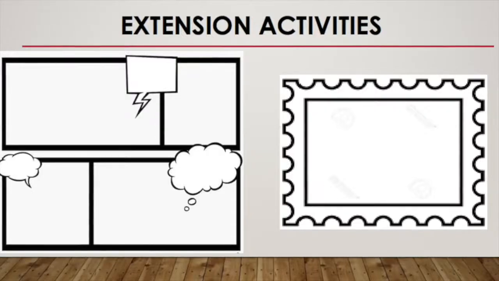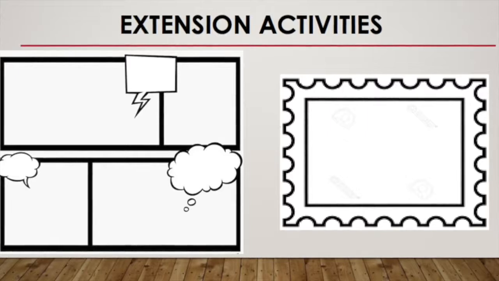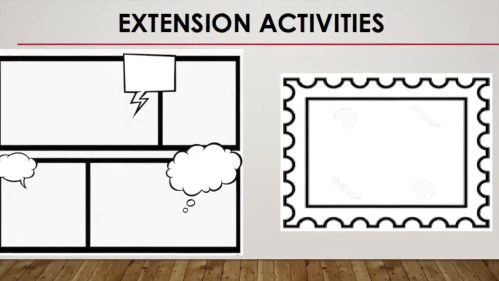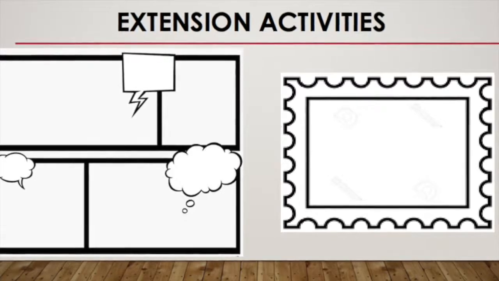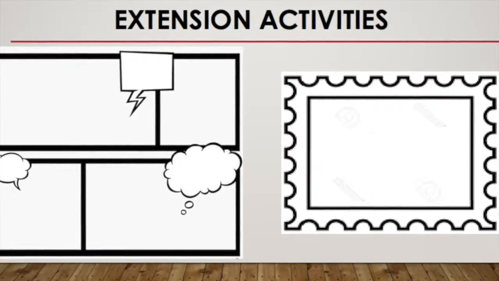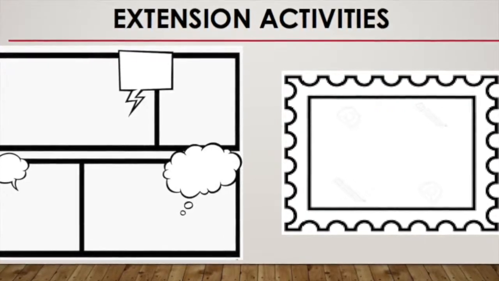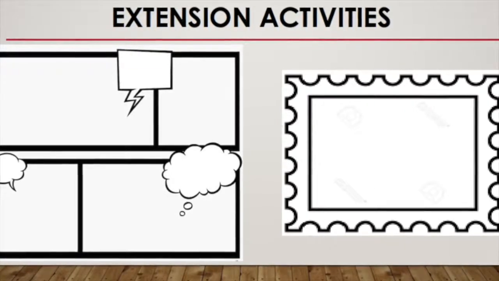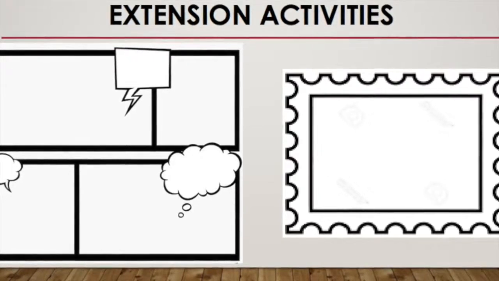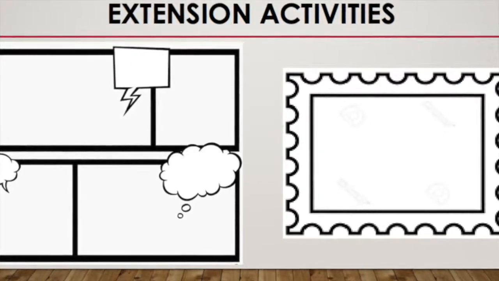Awesome job! You've done some great work. Now I have a few extension activities for you. These involve a little bit of writing and a little bit of drawing. The first extension activity is to create a comic strip. Be sure to include a few key figures that you've learned about. You can choose one or more. The comic strip should be about an important event that contributed to the American Revolution.